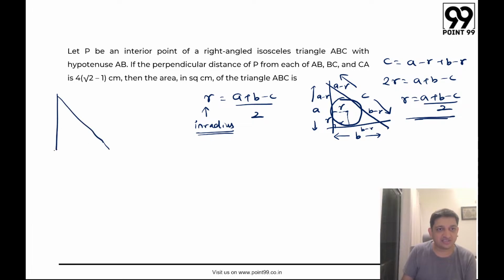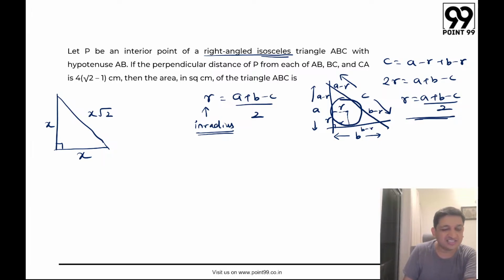Now in this question, a good thing that we have been given is it's a right angled isosceles triangle. Let's say for example, in the isosceles triangle, the equal sides are of length x. So if both equal sides are of length x, the hypotenuse becomes x root 2, because it's a 45, 45, 90 triangle that we have here. The perpendicular distance of P from each of AB, BC and CA.